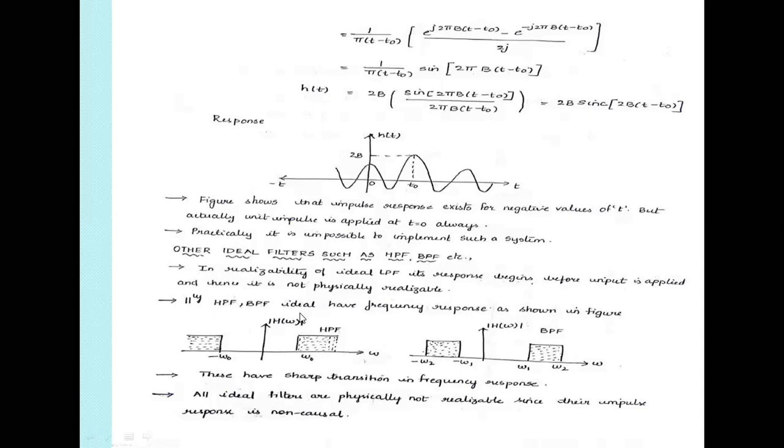Similarly, the high pass filter and band pass filter ideally have frequency responses as shown in the figure. The high pass filter allows only the high frequencies, it does not allow the low frequencies. So the low frequency is the stop band, and the high frequency is the pass band. These have a sharp transition in the frequency response. All ideal filters are physically not realizable since the impulse response is non-causal. Non-causal means it depends upon future inputs. So physically, all the ideal filters are not realizable.